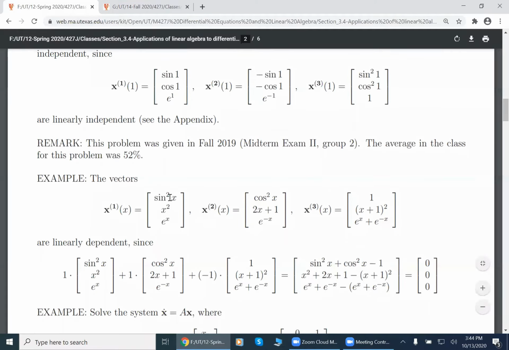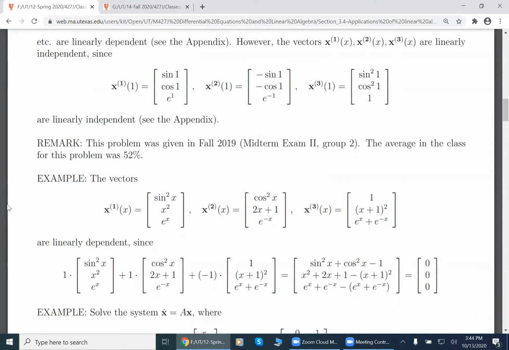Other questions? So, Professor, in this case, since the vector x3 is a combination of vector x1 and x2, right? Yes. Would you say that all three of them are linearly dependent, or just x3 is linearly dependent? When we say dependent or independent, we are talking about the whole set. Okay, thank you.